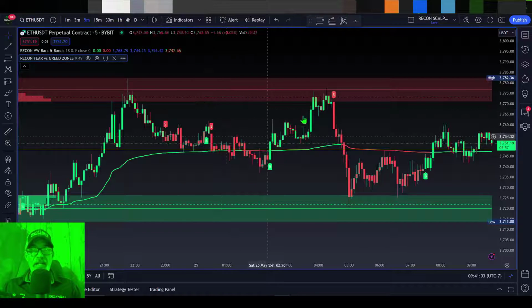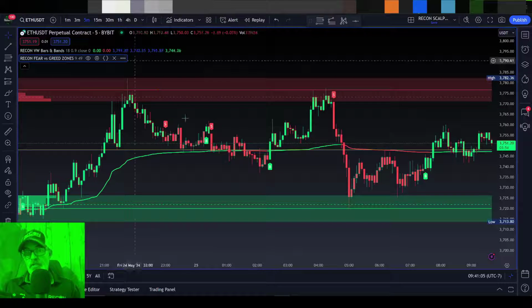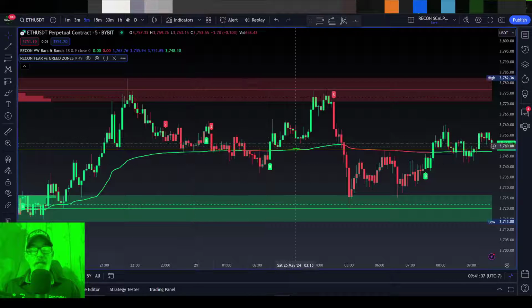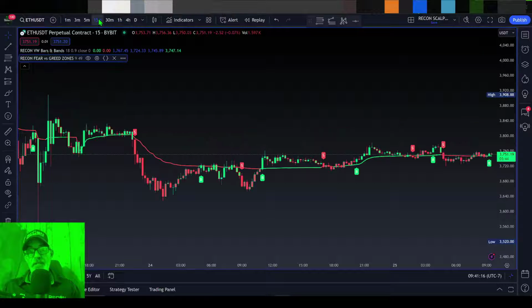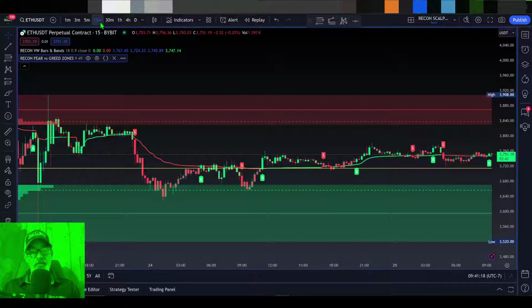Now we are looking at the 5-minute chart. This can be a little bit choppy and get some of these false, in my opinion, signals. So you might want to zoom out to, say, the 15-minute chart, which will give you a different look.